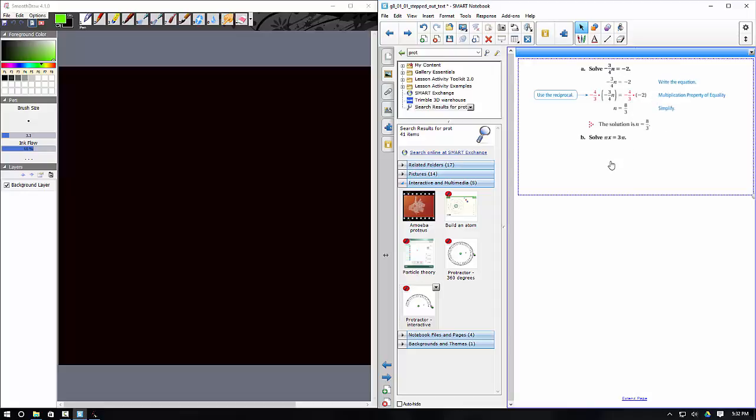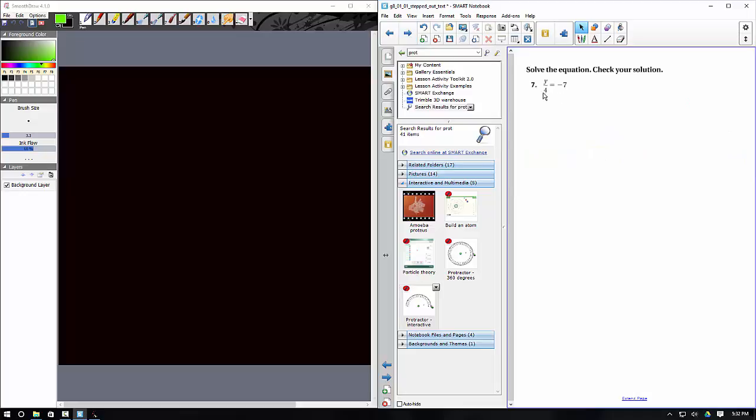I'm then going to try my next one, which is pi times x equals 3 pi. Again, I want to get x by itself, so I'm going to divide by pi in this sense. So divide by pi on both of these. So I'm dividing, right? And then x equals 3. We can check it, and sure enough, 3 pi equals 3 pi.